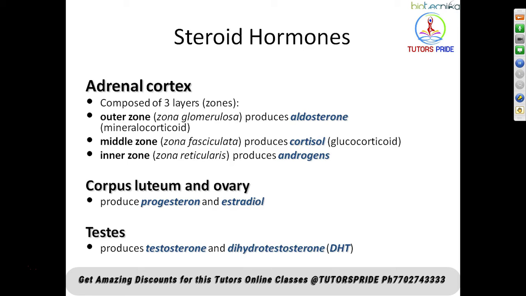Then corpus luteum and ovary. You know that corpus luteum and ovary are producing progesterone and estradiol. These are the two hormones secreted by these two organs. Then the testes mainly produce testosterone, that is dihydrotestosterone. This is a male reproductive hormone. So dihydrotestosterone, that is called DHT.